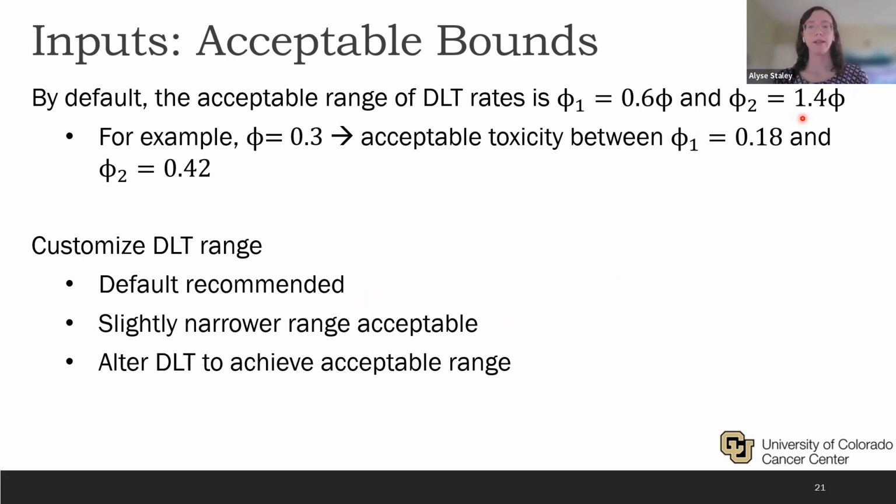However, you have to be really careful with this, because if we make the boundaries too narrow, there isn't enough power to distinguish between the escalation decisions. So it's actually recommended to alter the target DLT rate itself in order to achieve an acceptable range. For example, if we brought 0.3 down to 0.25, we'd be multiplying Phi2, 1.4 times 0.25, and that would also bring down our de-escalation requirement.